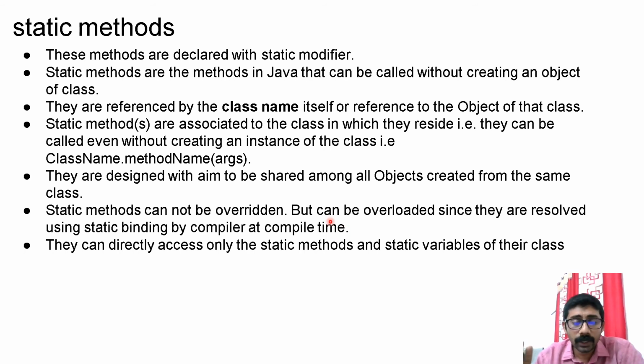So two concepts are there: overriding and overloading. Overloading is allowed for static methods. In the case of non-static or instance methods, they can be overridden or overloaded; both are allowed. But for static methods, overriding is not allowed. They can directly access only static methods and static variables of their class. Static methods cannot access any instance members. They can directly access only other static methods or static members of the same class.